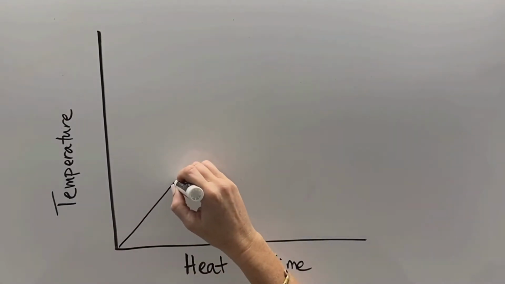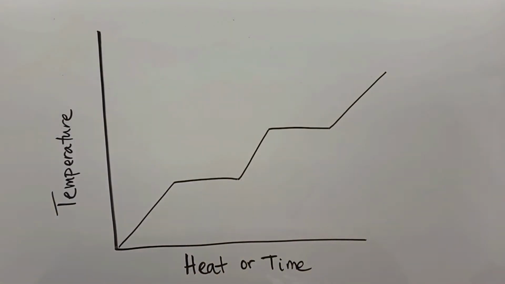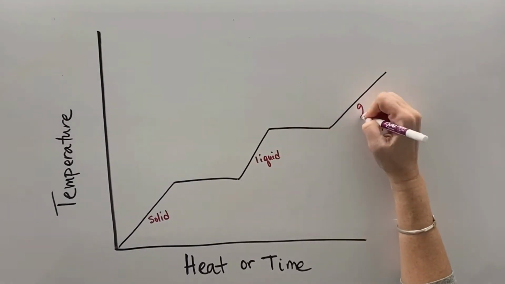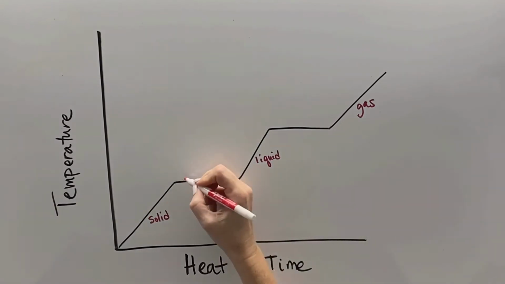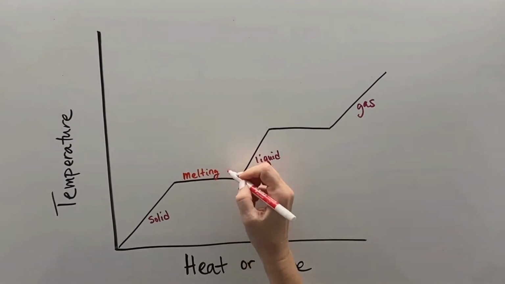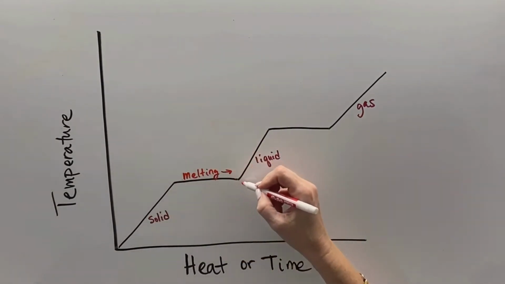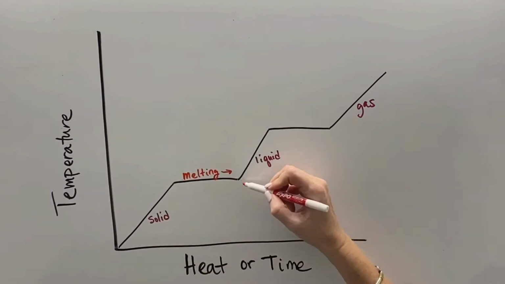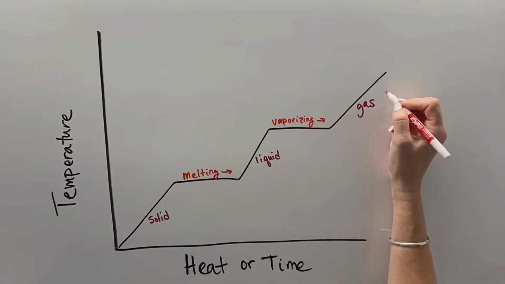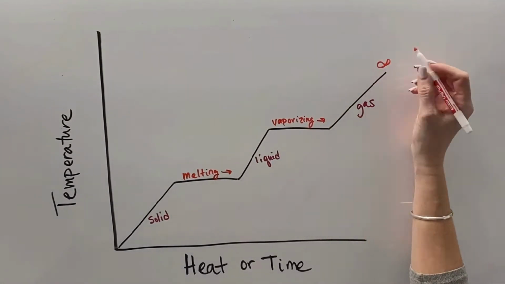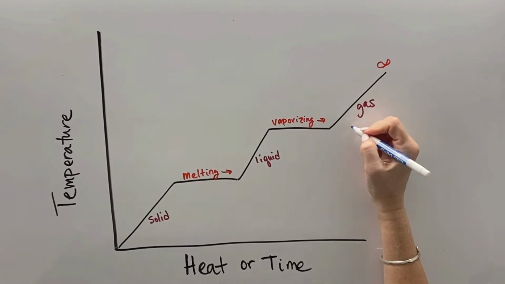So heat or time is on our x-axis, temperature is on our y, and we're going to have basically 3 lines: a diagonal, flat, diagonal, flat, diagonal. The bottom diagonal is solid, the middle diagonal is a liquid, and the final top diagonal is a gas. And what this shows us is as time goes on, we add heat and the temperature would increase, so we would get to the melting point and a solid would turn into a liquid. And as we would continue to add heat, we would get to the point that the liquid would vaporize, and then we would go to gas to infinity.